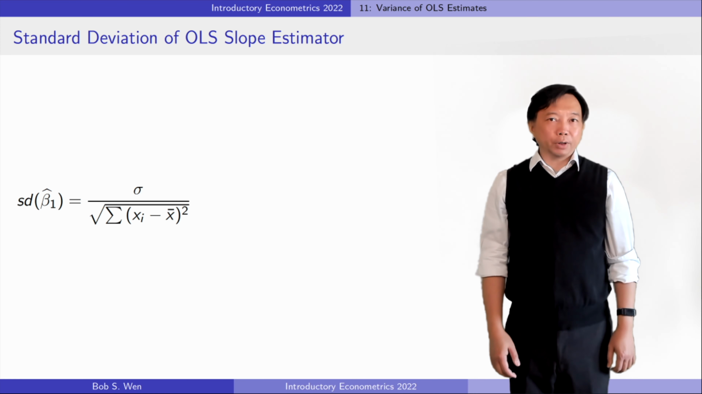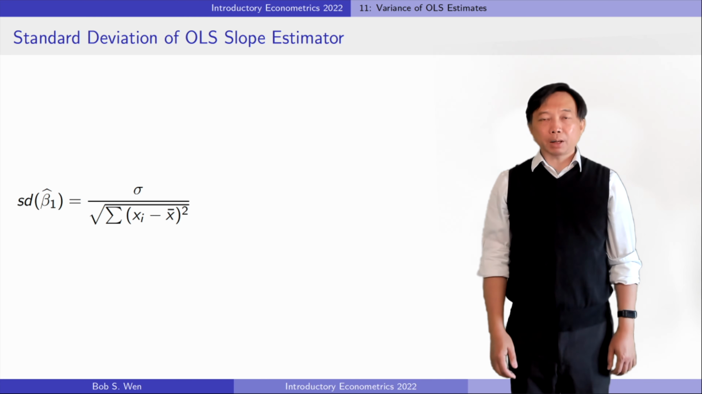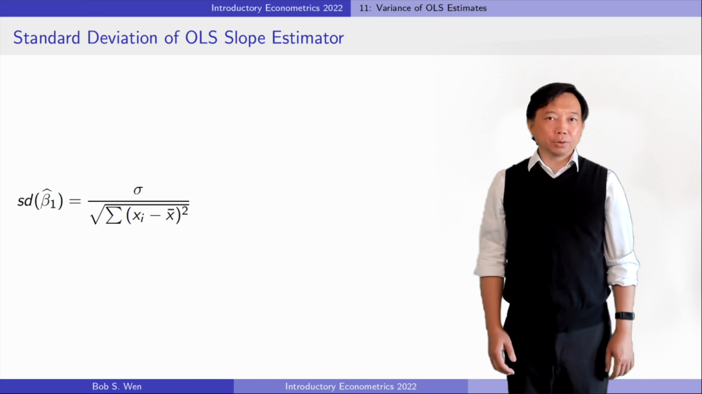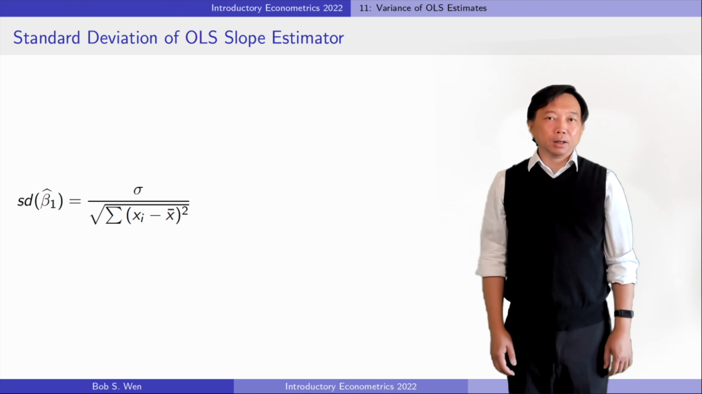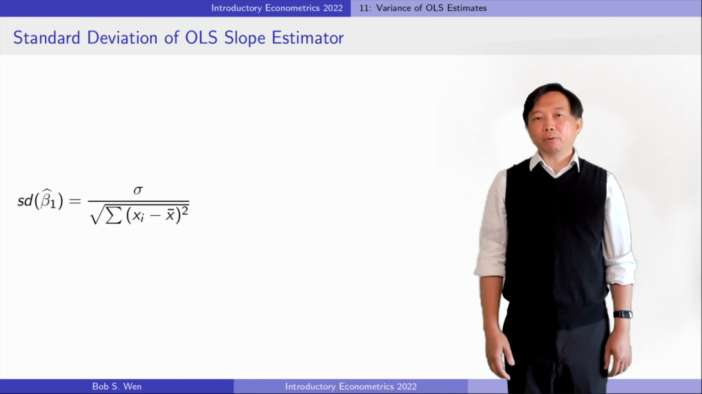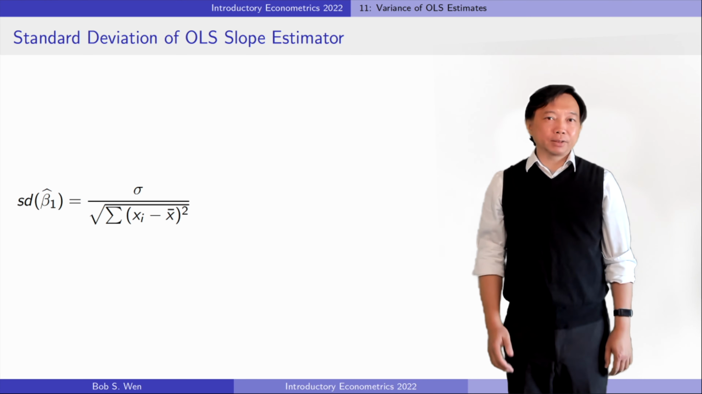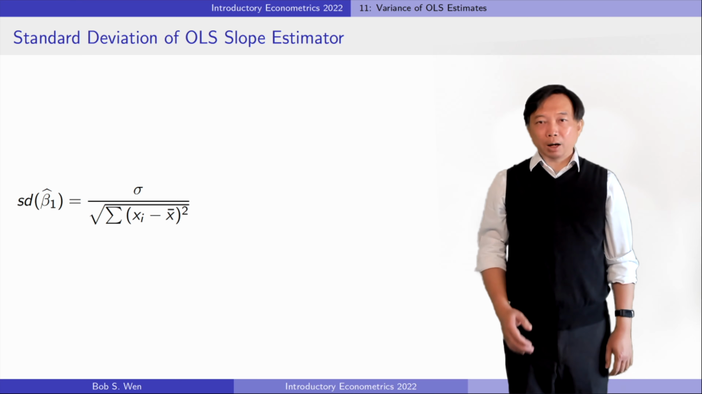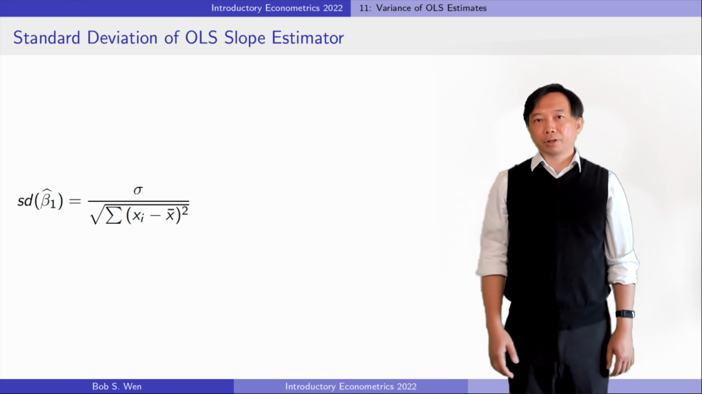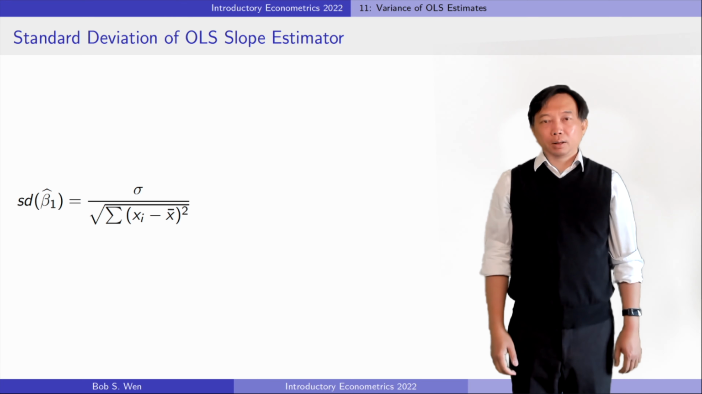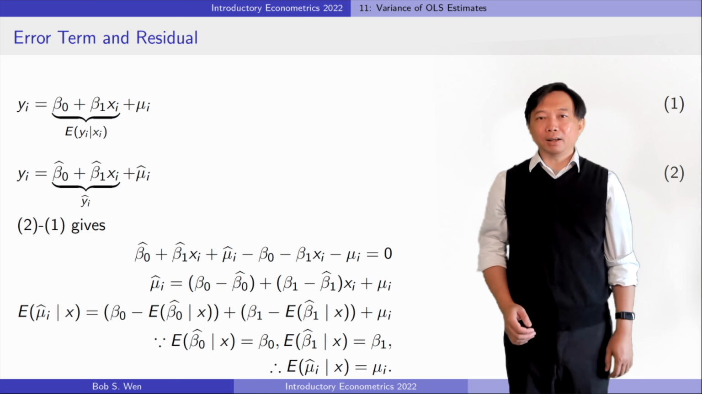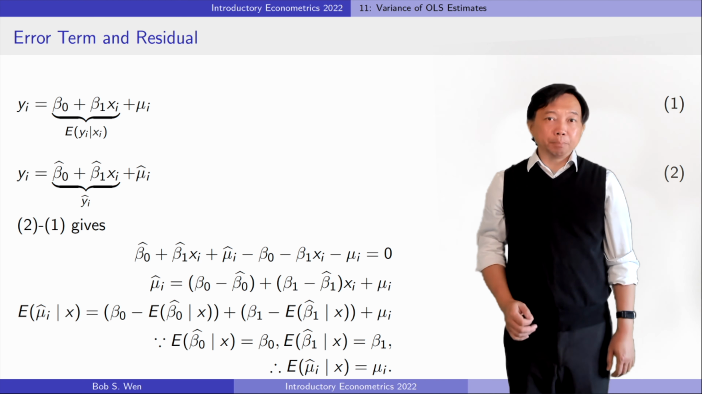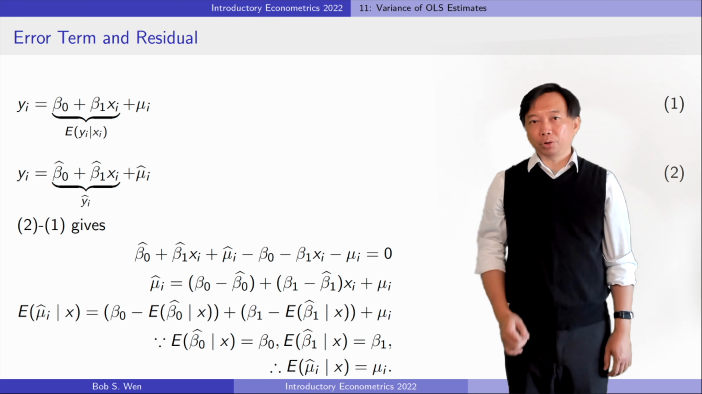The size of the standard deviation also depends on the error variance, the deviation of x, and the sample size. Notice that the variance of the error term, sigma squared, is unknown. So it's not feasible to calculate the variance of the OLS estimates using the formula we just learned. However, we can use data to estimate sigma squared. That is, to obtain sigma squared hat. It can be proved that the residual mu hat is an unbiased estimate of the error term mu under the zero conditional mean assumption.